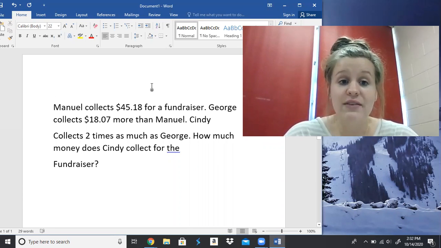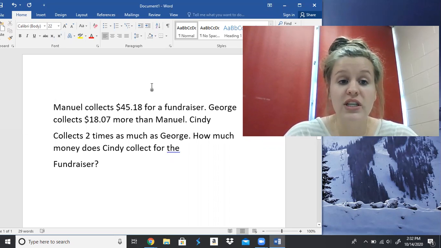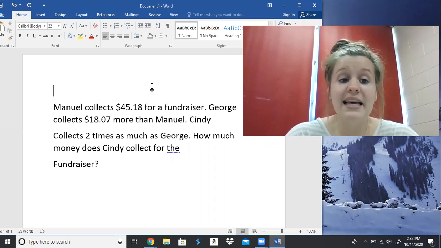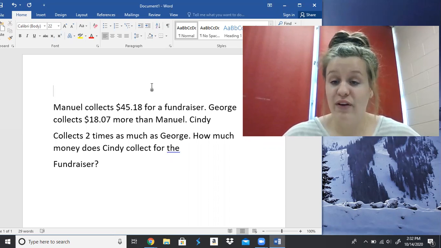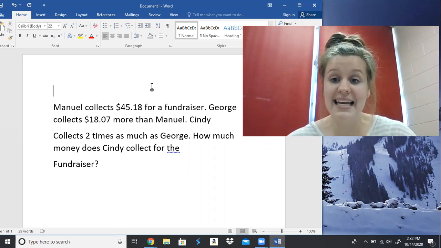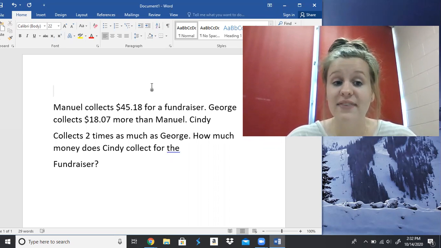Manuel collects $45.18 for a fundraiser. George collects $18.07 more than Manuel. Cindy collects 2 times as much as George. How much money does Cindy collect for the fundraiser? I know that's a lot, so first let's tell ourselves, what do we want to find? What is the end number that we want to find? That's right, we're trying to find how much money Cindy collected.